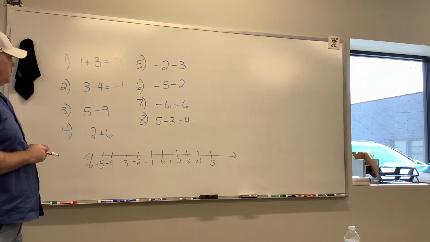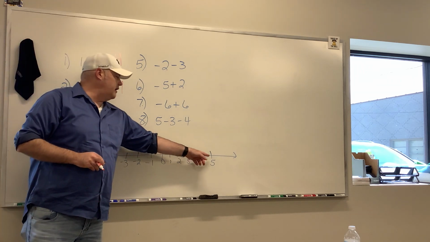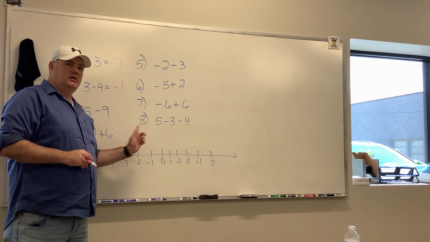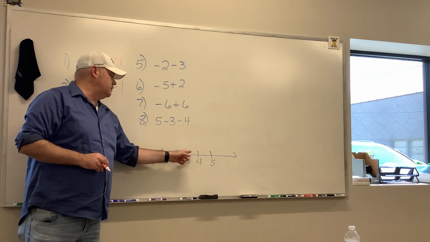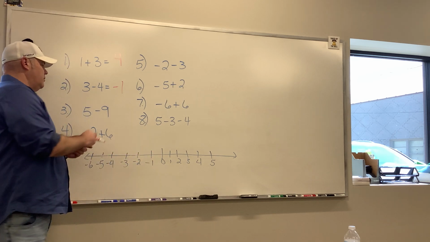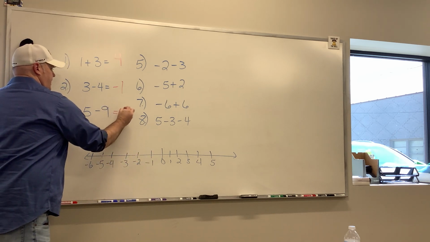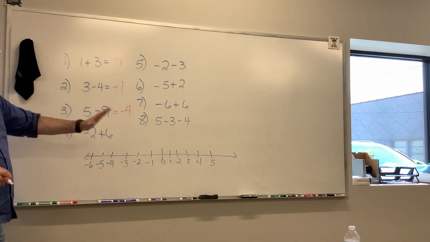Okay? And then 5 minus 9, so we're all the way up here at 5, and we're going to go 9 in the negative direction. So 1, 2, 3, 4, 5, 6, 7, 8, 9, puts us at -4. Okay, so those are all ones that start with positive, and we either go right or left.